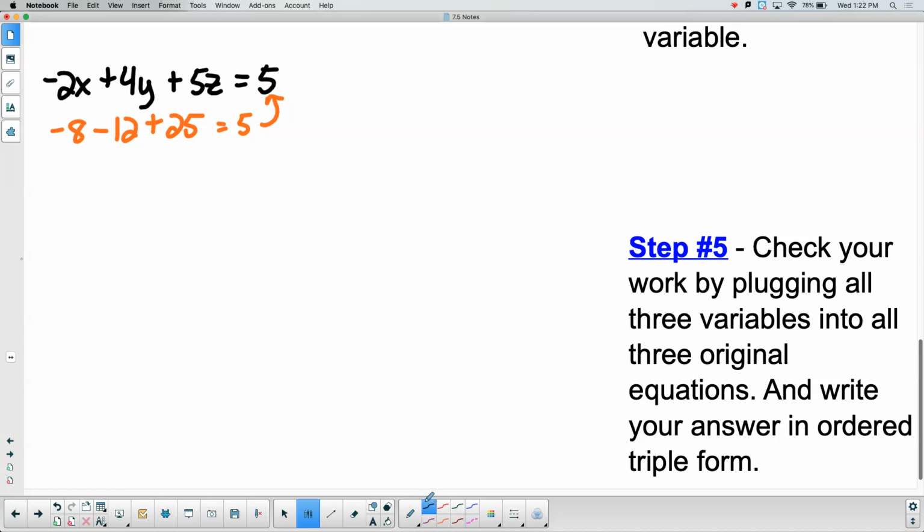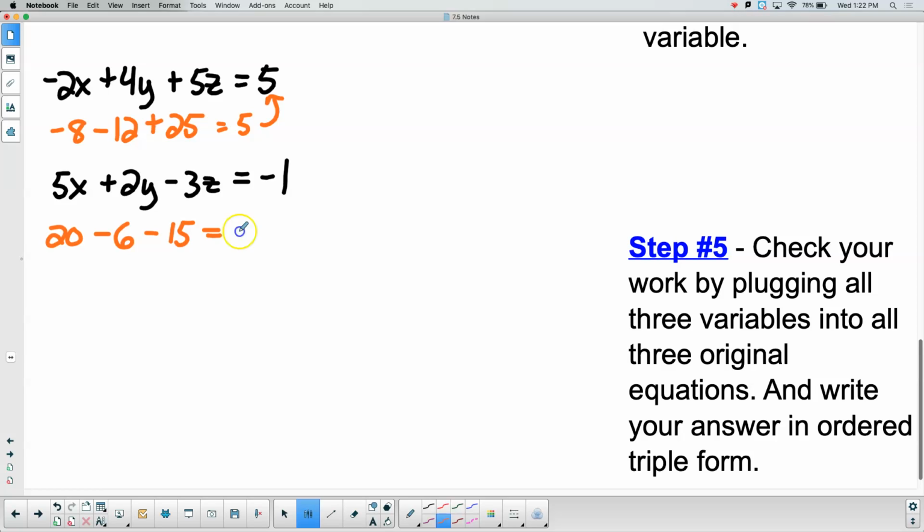Next one. 5x plus 2y minus 3z equals negative 1. 5 times 4 is 20. 2 times negative 3 is negative 6. Negative 3 times 5 is negative 15. 20 minus 6 is 14. Minus 15 is negative 1. Checks out.